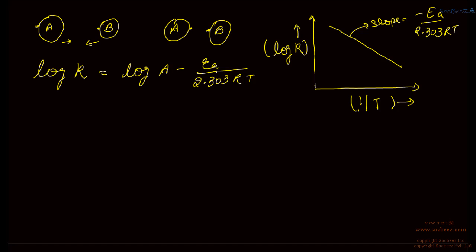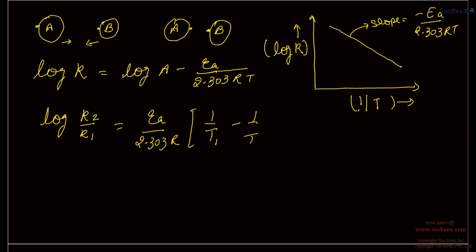Therefore, we can find the activation energy of any process by plotting a graph between log K and 1 upon T. Now, if we compare the values of K at two different temperatures, suppose T1 and T2, then we will get two different values known as K1 and K2, and they are related by the formula log K2 upon K1 equals Ea upon 2.303 R into 1 upon T1 minus 1 upon T2.